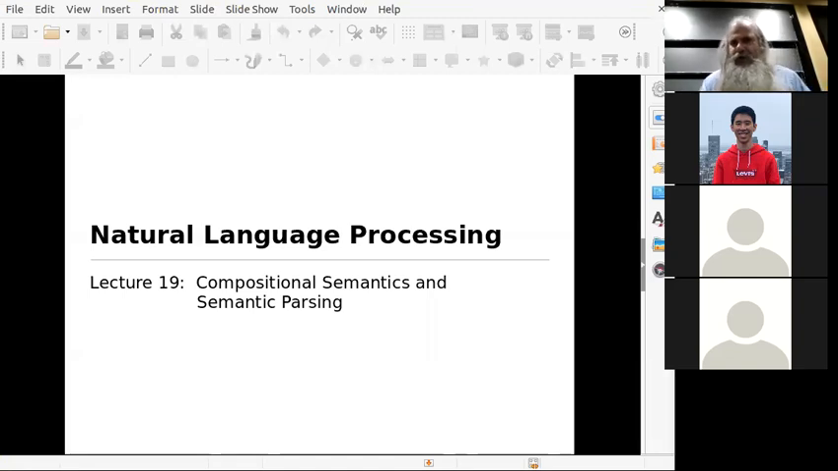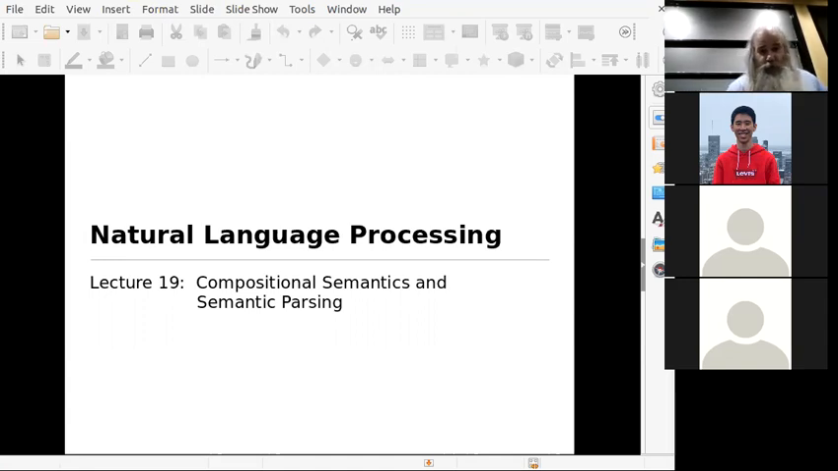So we've been talking about semantics over the last few lectures. We talked about word semantics, we talked about verb semantics, we talked about word embeddings as well, and how to derive a continuous representation of words in a big bunch of random floating point numbers. Today we're going to talk about how to get a meaning representation from a natural language utterance.